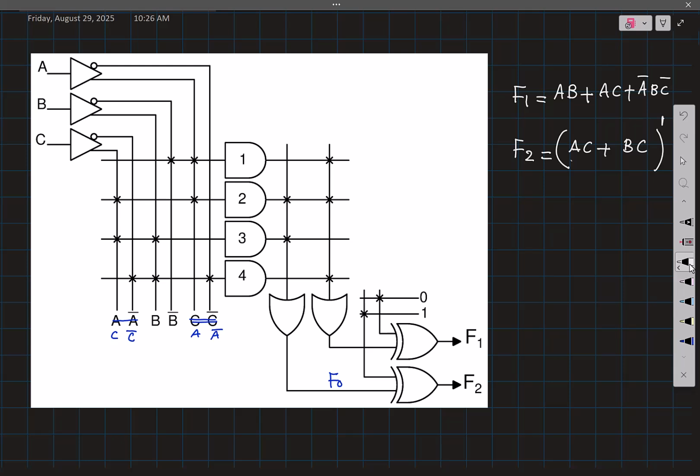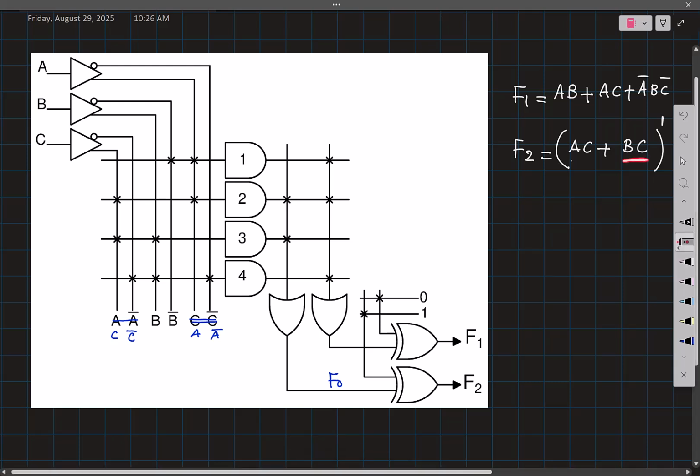Any questions on this? Which one should be AB bar? This one, is it? This one? Oh, sorry, F1. I'm hearing left one. This should be AB bar. Yes, you are right.